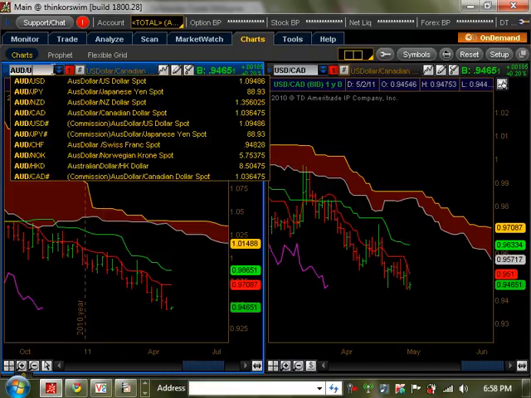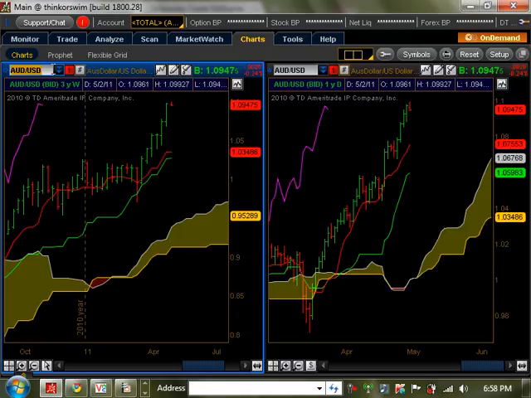Let's go look at Australian USD. Australian USD is trending on both time frames. You can see from the daily and weekly. Weekly is kind of getting overextended, so just wait, maybe a pullback may happen very soon.